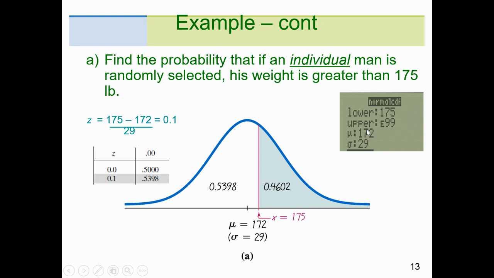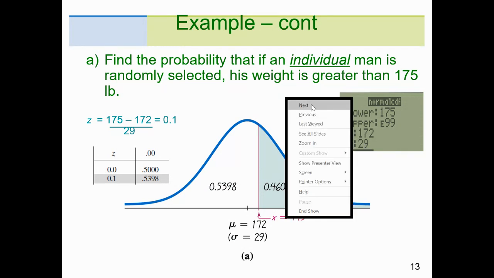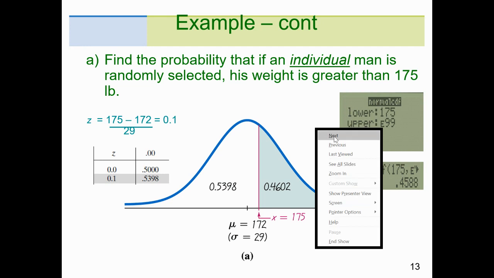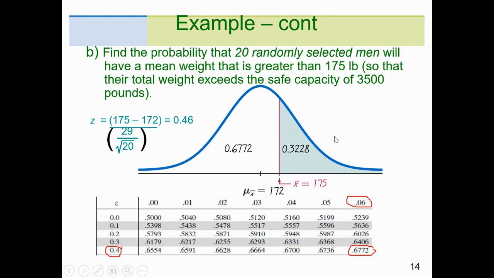Doing it on the calculator, you want this area from 175 to infinity, positive infinity. You know your low, you know your high, there they are. You know your mean, it's given to you. The standard deviation is 29 because you're working with an individual, just like in 6.3. All right, so 0.4588. You say, well, that's a ways away. Well, it's 14/10,000. No.